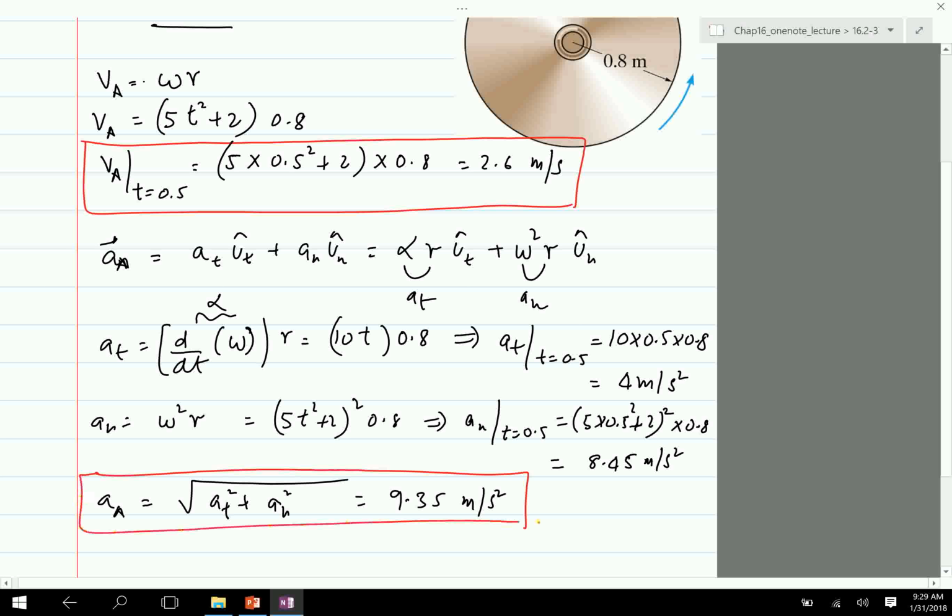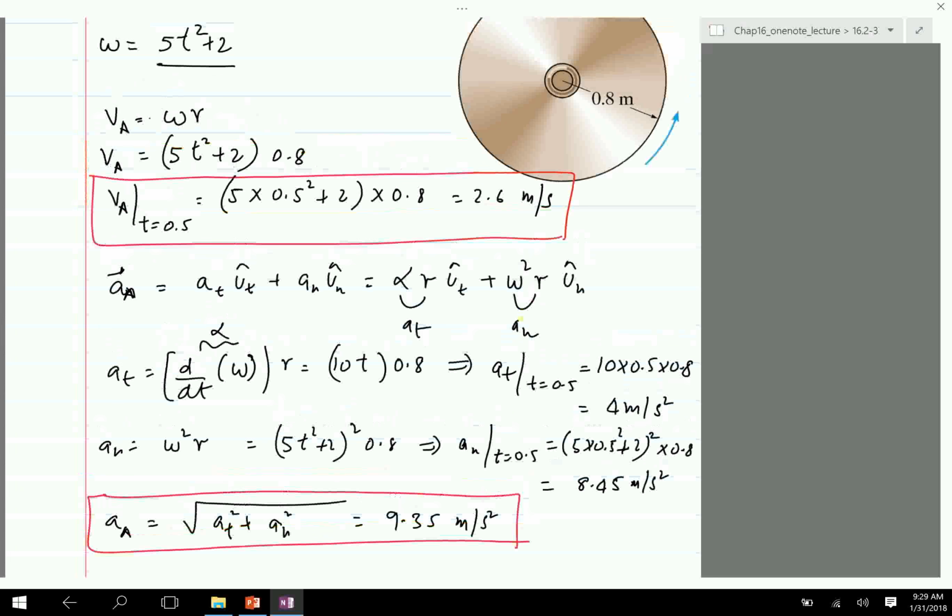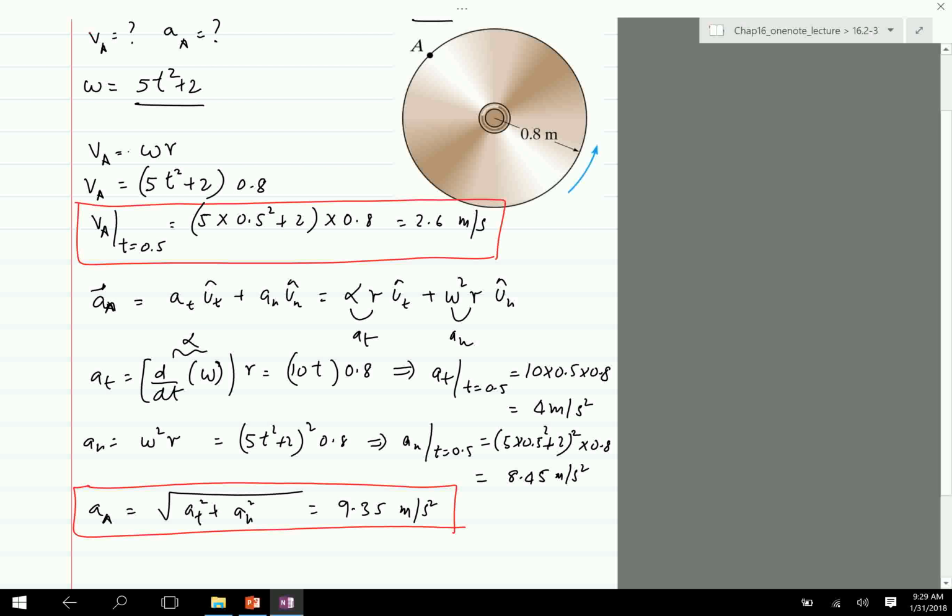Okay, so this problem just illustrates how to use the formula for velocity and acceleration for a rigid body, a circular disk which is spinning at a certain speed. Another question could have been, can you find the position theta as a function of time? In order to do that, you'll have to take the equation d theta dt is omega and integrate it. You cannot use the constant acceleration or constant velocity formula.